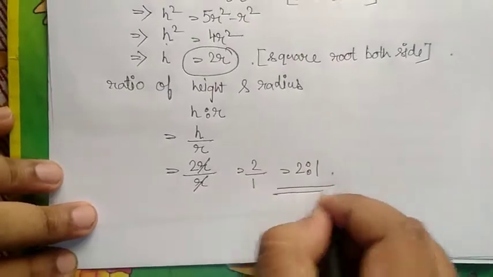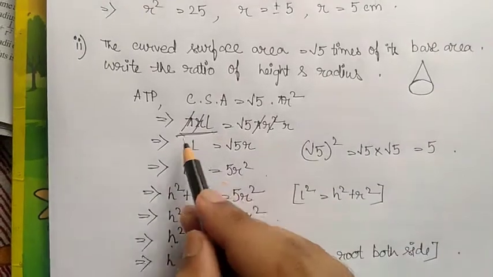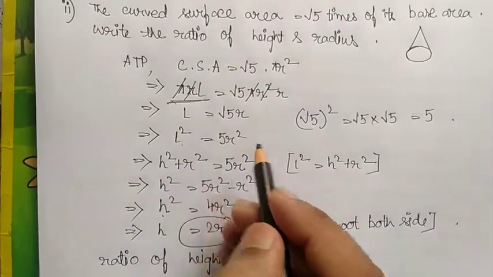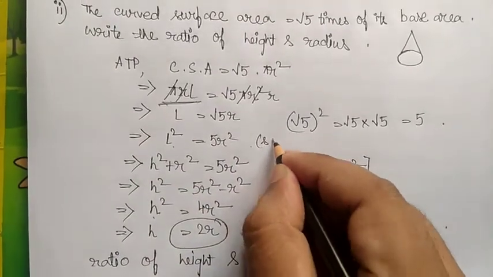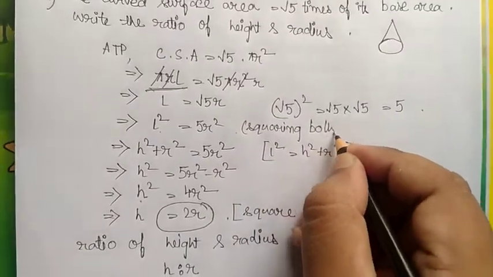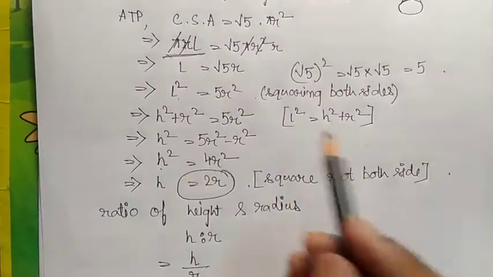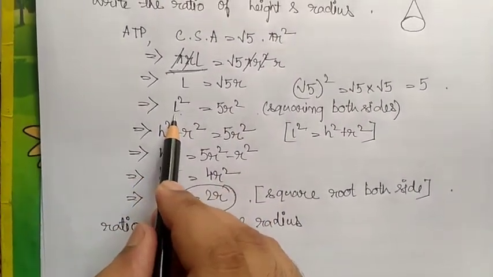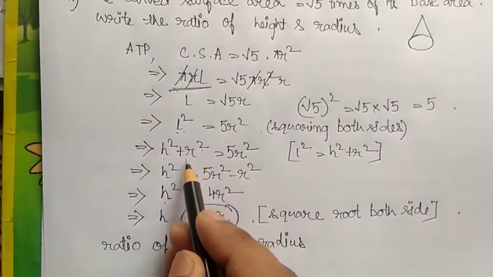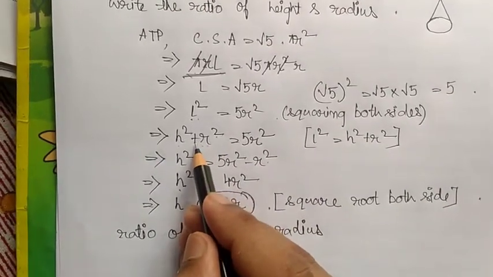This is a very important question. First we have to put the formulas, and after that eliminate the pi and r. Here we got L equal to root 5r. After that, squaring both sides, L square equal to 5r square. So L square means slant height square equals radius square plus height square. So h square plus r square equal to 5r square. So from r square, from the left hand side to the right hand side, the sign should be changed and it should be negative.